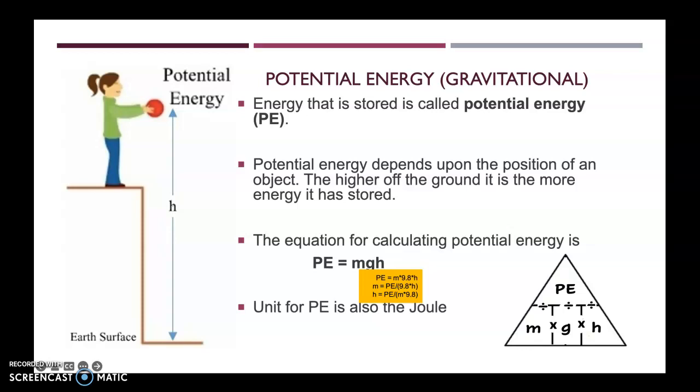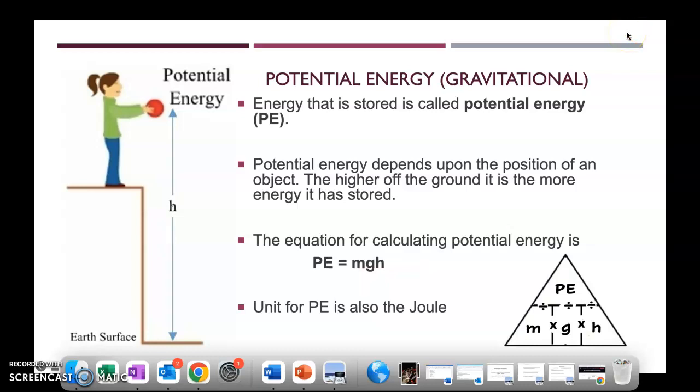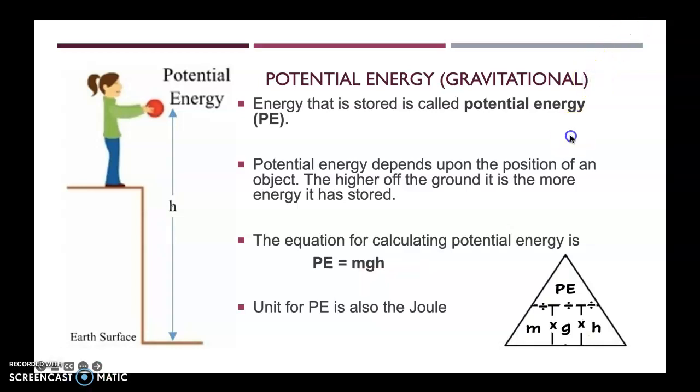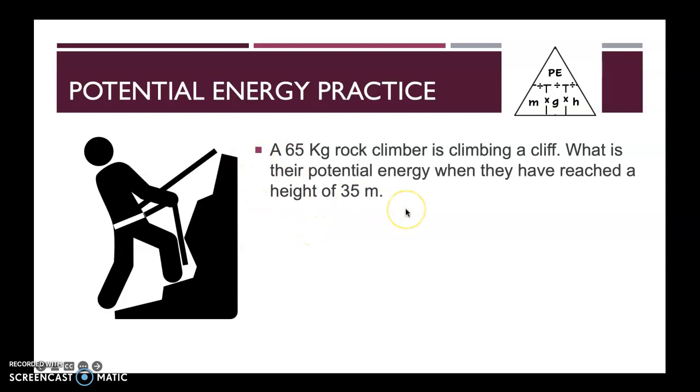Okay. All right. So let's look at a problem. So we have a 65 kilogram rock climber is climbing a cliff. What is their potential energy when they have reached the height of 35 meters? If I wanted to go ahead and solve for this, going ahead and listing my variables, I'm looking for potential energy. I know the mass is 65 kilograms. Gravity is going to be 9.8 meters per second squared. And the height at which we are looking at is when they are at 35 meters.